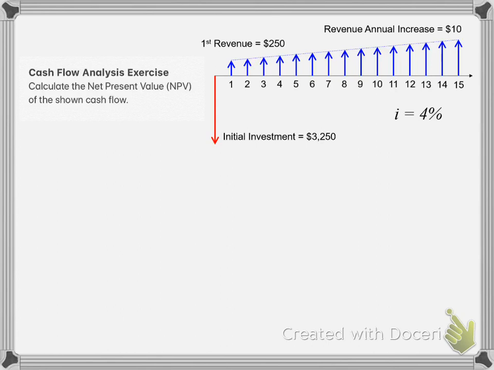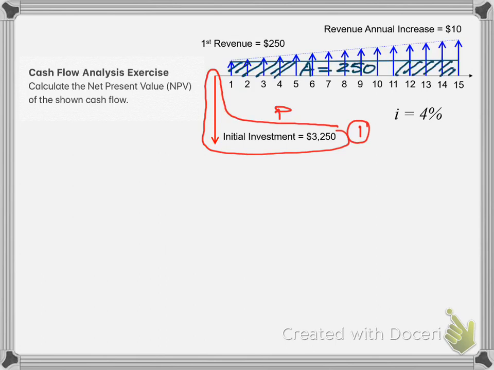which, before calculating anything, you need to analyze the cash flow and break it down into the main components. The first thing is component 1, which is the initial investment. That's a P value, a single sum value. The next is the uniform annual amount of 250 that happens every year in the 15 years, and then the third is a gradient series of $10 a year.